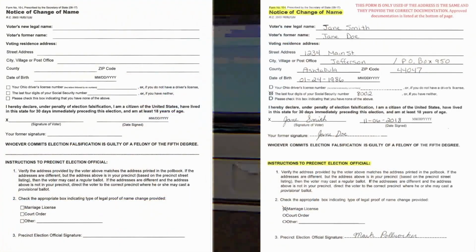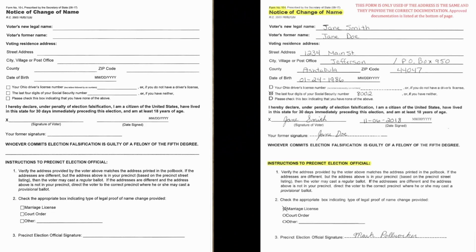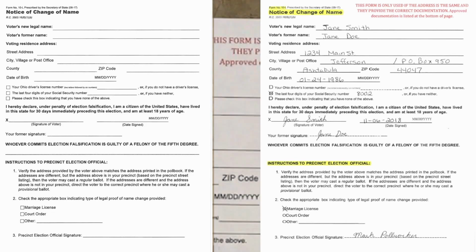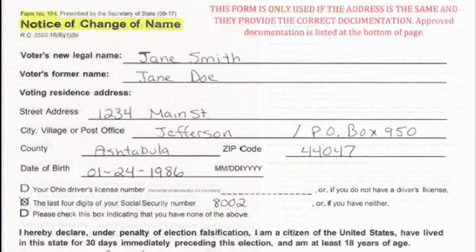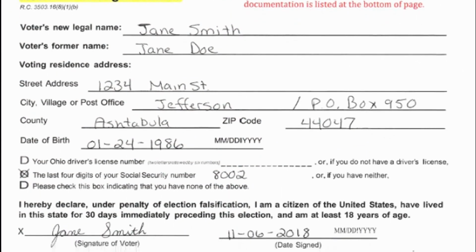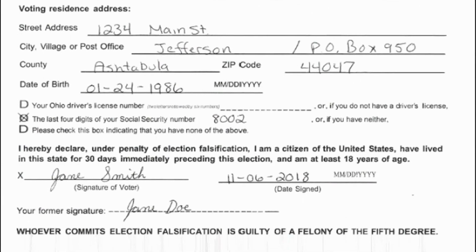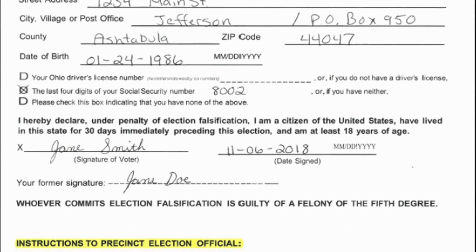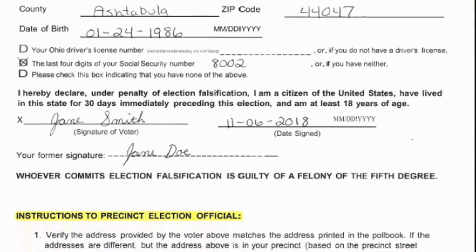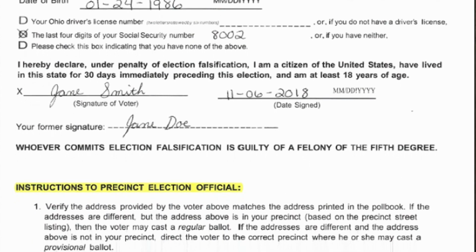The next form is the 10L change of name. This is another form that is filled out at the provisional table, but the voter votes a regular ballot. The only time a voter fills this form out is if they change their name and still reside at the same address or an address in the same precinct where they are registered to vote.